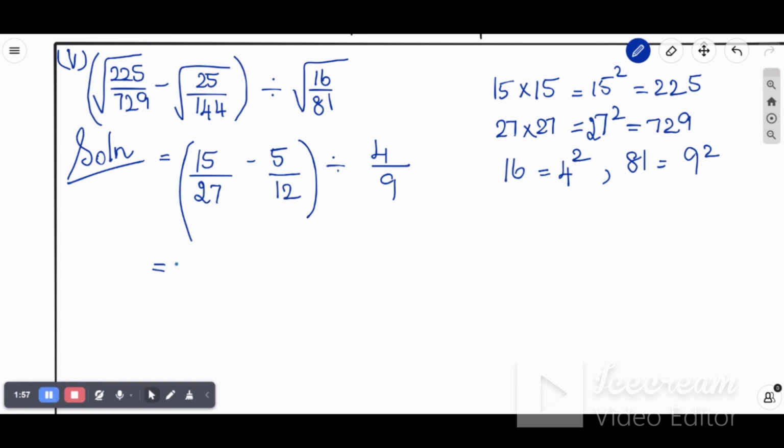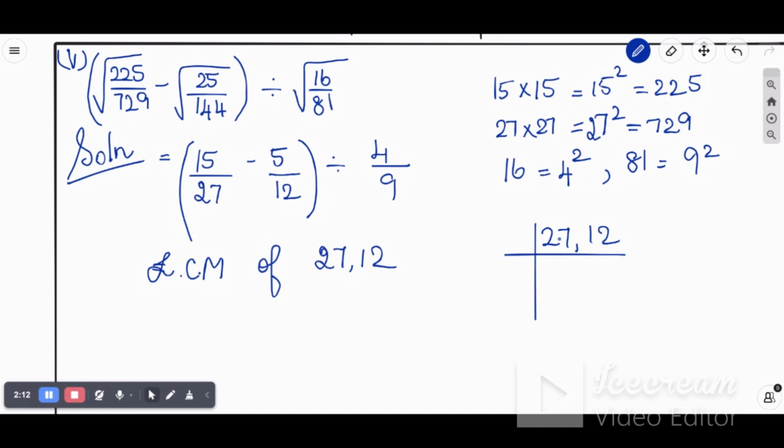So let's move on to our next step, which is nothing but our LCM. What could be the LCM of 27 and 12? How would you do that? Yes, you have to factorize it. For 27 and 12, just take the common factor. We can go with 3. 9 3s are 27, 4 3s are 12.